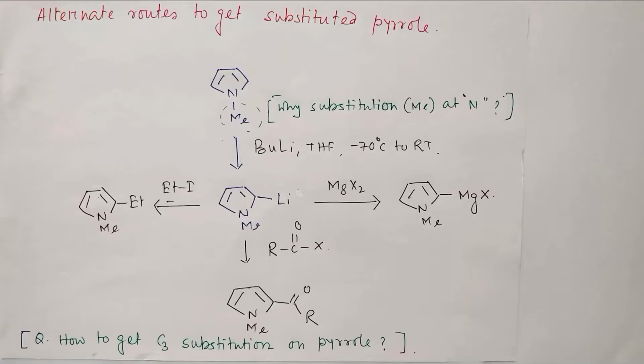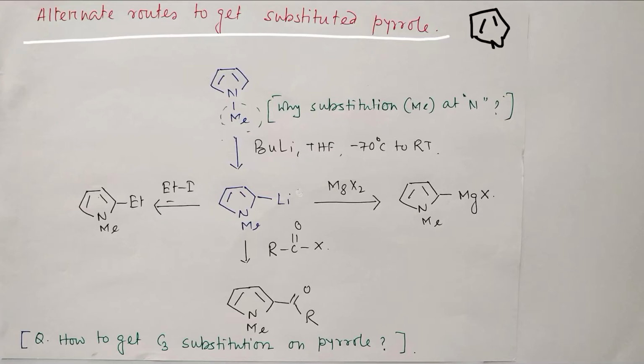So we have discussed C2 and C3 substitution, but previously we have not discussed pyrrole. We told that direct electrophilic aromatic substitution on pyrrole is difficult because of its excessive electron rich nature, so difficult to handle. But there could be some other alternate routes to get substituted pyrrole. For that purpose, 2 options are possible. For example, if you take pyrrole, means this one.